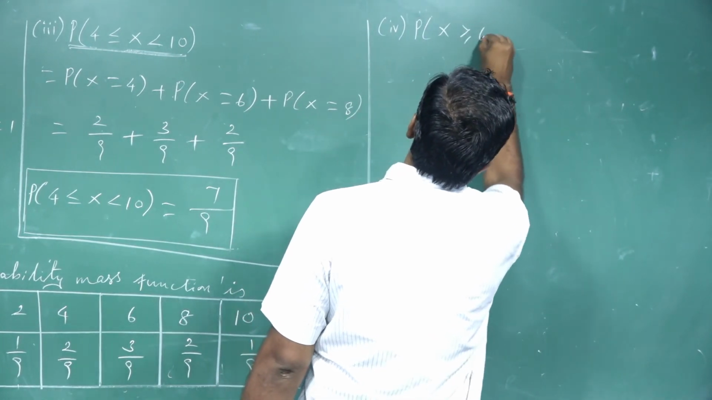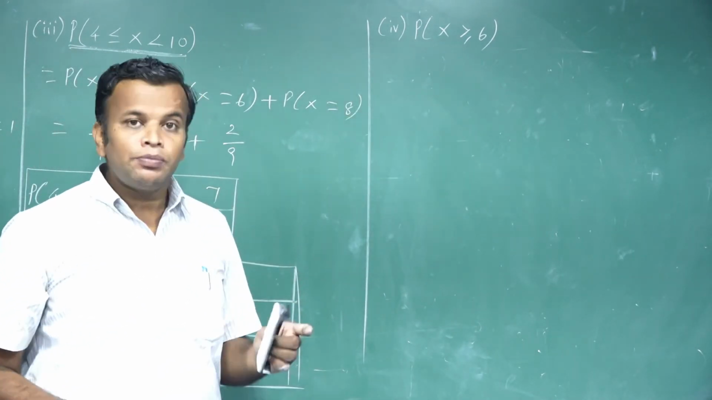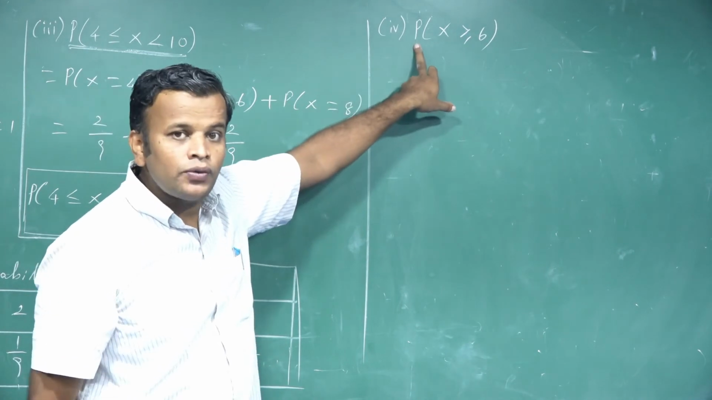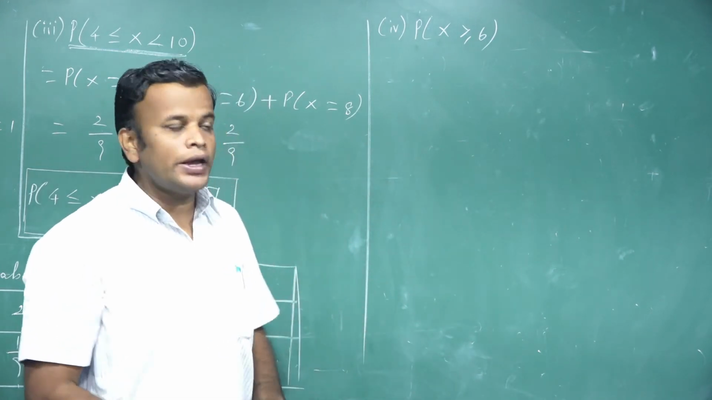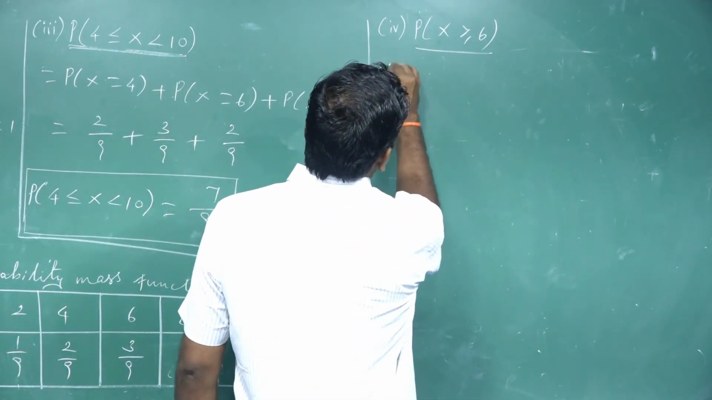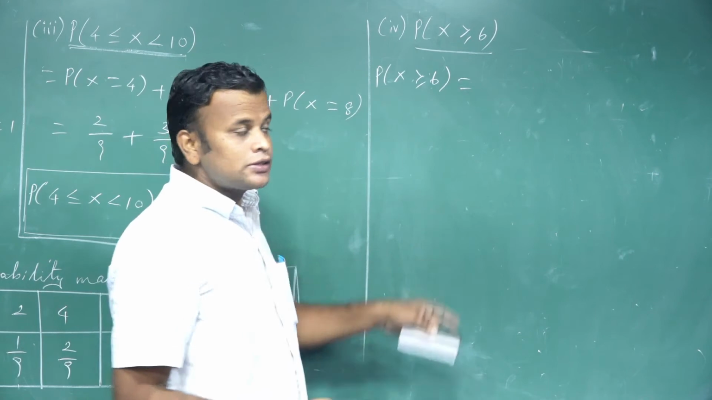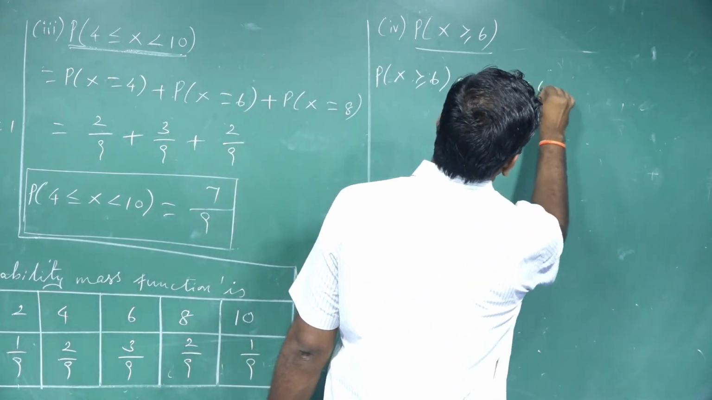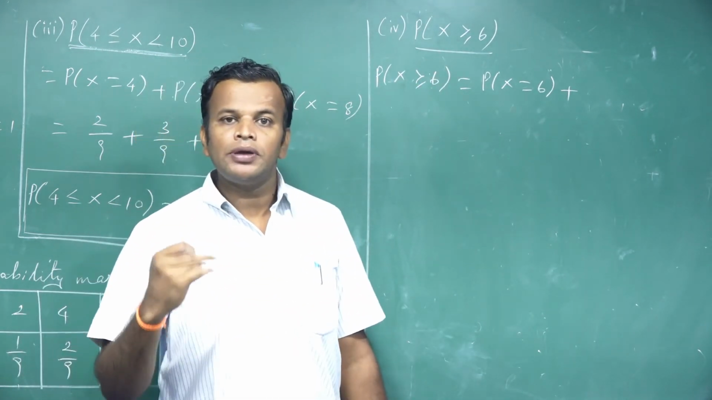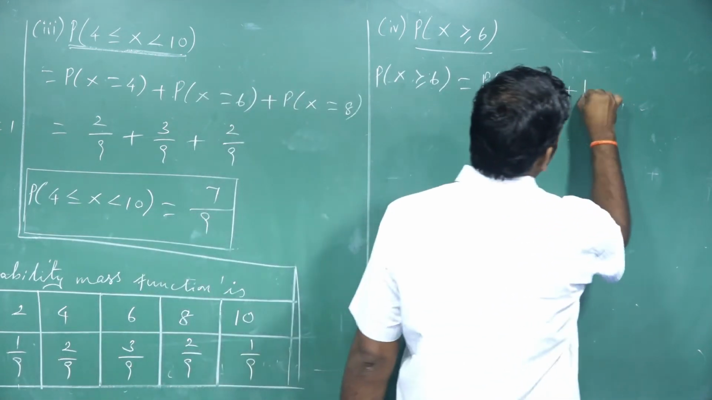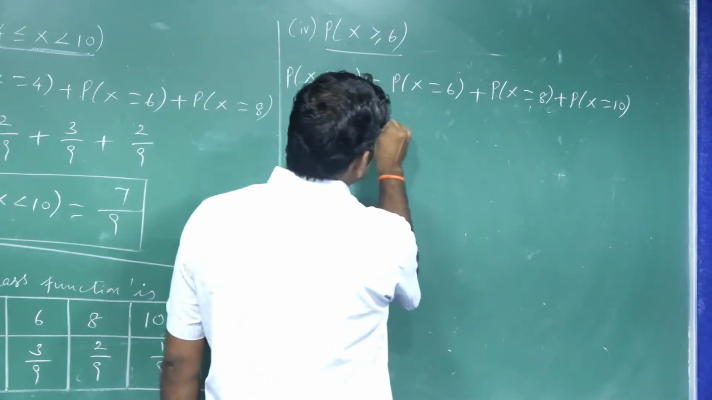P of x greater than or equal to 6. That means the probability that the random variable value may be 6 or greater than 6. So P of x greater than or equal to 6 means the minimum value of x here is 6. So P of x equal to 6. The x value may be greater than 6, which means it may be 8 or 10. So P of x equal to 8, P of x equal to 10.